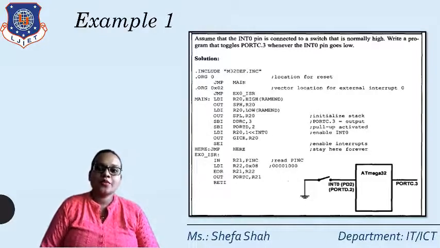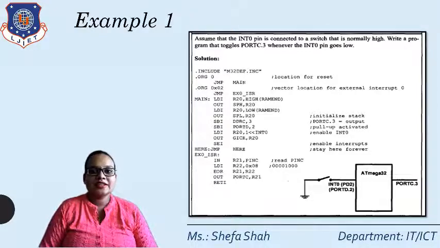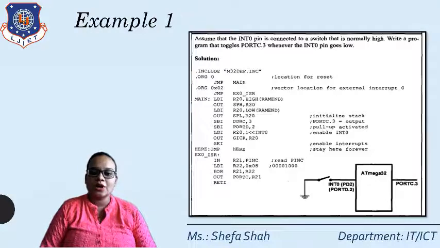Now, in the main program, we will declare port C as an output port, as well as define the stack pointer in initialization. As you can see, in the first 4 lines we have defined the stack pointer using SPH and SPL. Then we are making the third bit of port C an output, using the SBI instruction, SBI DDRC, comma 3.